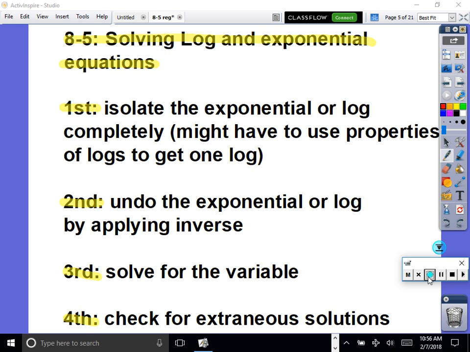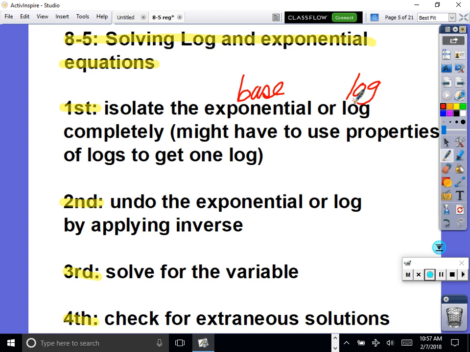Nothing added, nothing multiplied, nothing divided or subtracted to your exponential base or your log. I'm going to write real quick. When I say isolate the exponential, I mean isolate the base or isolate the log. Then second, undo the exponential or the log by applying inverses. Just like what undoes a square root? A square. What undoes base 3? Log base 3. What undoes log base 10? Base 10. So we're just going to apply the correct inverses. What undoes e? ln. Then once we've undone the exponential or log, third, all you have to do is solve for the variable. And fourth, we do need to check for extraneous solutions.